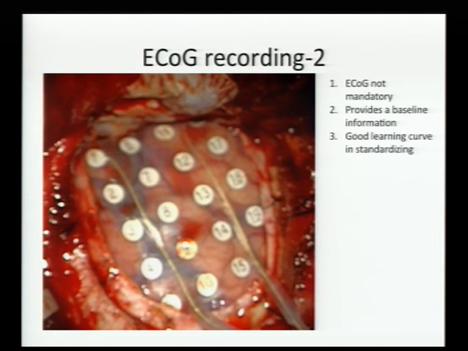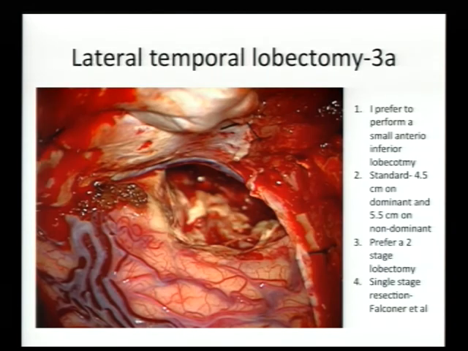Electrocorticography is not mandatory, but if you have it, it will give you a very good learning curve. It's also a baseline recording, you will see how abnormal the recordings are. If you do it post-resection, it definitely gives you a sense of confidence. But per se for mesial temporal sclerosis, ECoG is not required. Once we remove the anterior temporal lobe, this is the kind of exposure we will get.